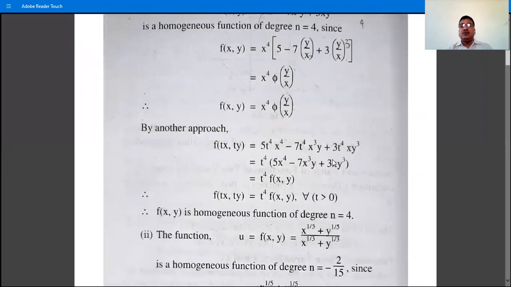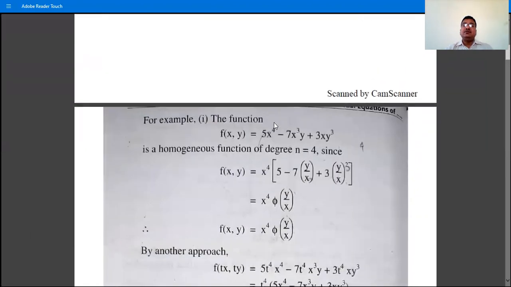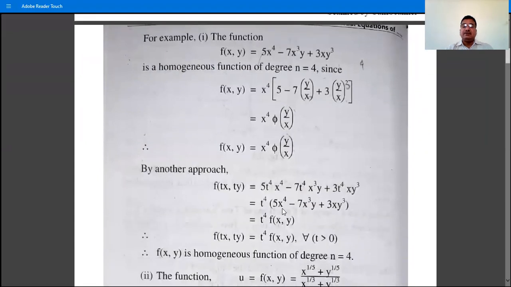So take t raised to 4 common. What we have is 5x^4 - 7x^3y + 3xy^3, and this is f(x,y). What is f(x,y)? f(x,y) is this. So this bracket is f(x,y).